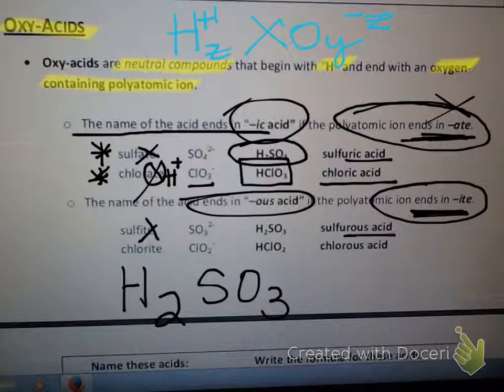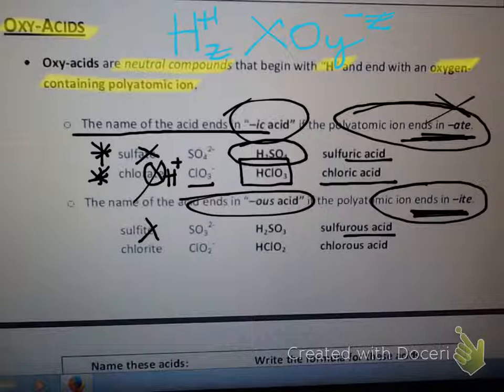So instead of calling it sulfite, we're going to remove the -ite and add -ous acid. -ites go to -ous acid. So it'll be sulfurous acid. Once again, for sulfur, we use the whole name. Another example, chlorite, ClO2-, one less oxygen than the -ate. When we form the acid, the -ite will turn to -ous acid. So chlorous acid.